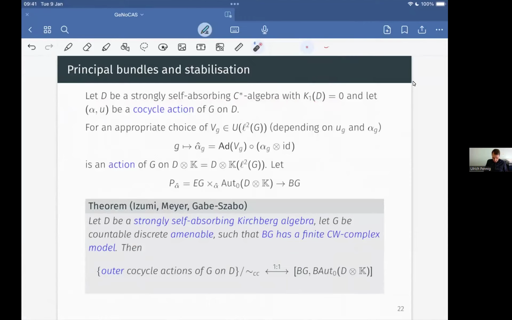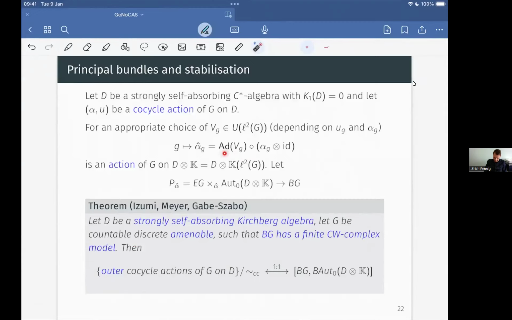So then if I have a cocycle action of the group on the strongly self-absorbing C-star algebra, there's a way of cooking up from this cocycle action an honest action at the price of going to the stabilization. By the way, this is nothing special about being strongly self-absorbing here. This also works for just general unital C-star algebras. This is also not that difficult. This is sometimes called the Packer-Raeburn stabilization trick. I've seen that in the literature.